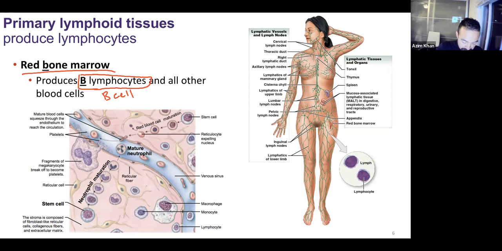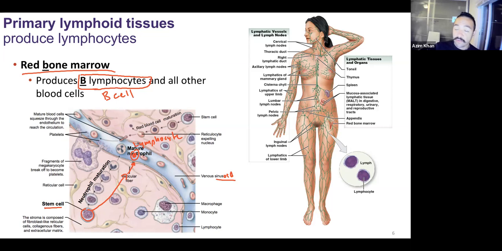It's not actually pictured here in this diagram, a lymphocyte, but let's pretend this stem cell could produce a lymphocyte, because it can. So there we have a lymphocyte, into the sinusoid capillaries. The B in B lymphocyte is referring to bone marrow. So in red bone marrow, B lymphocytes are produced.